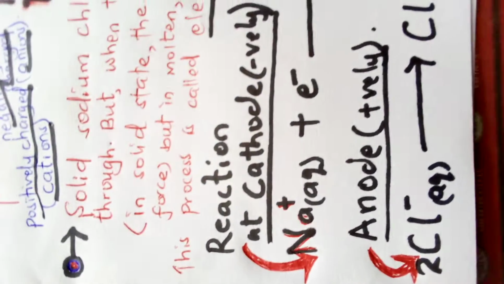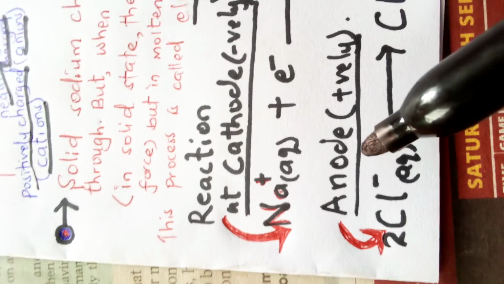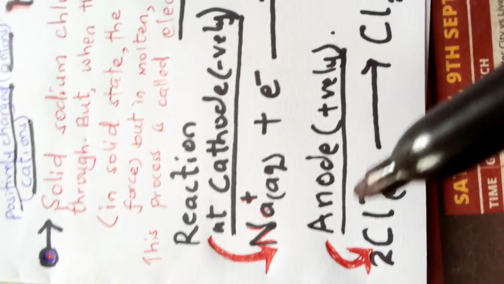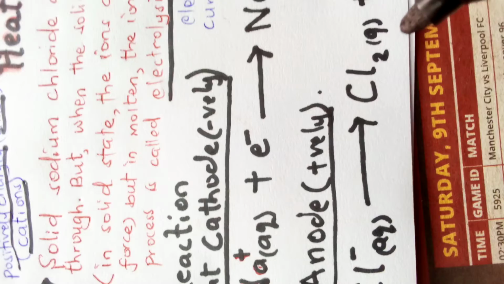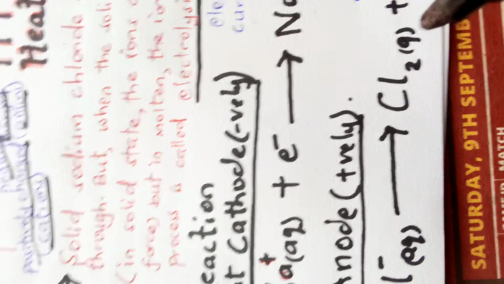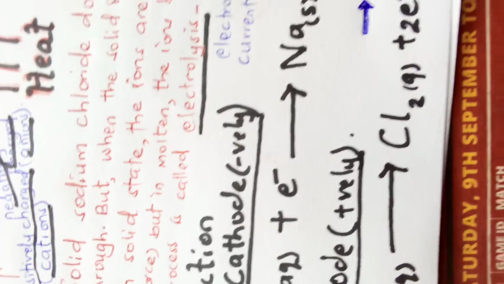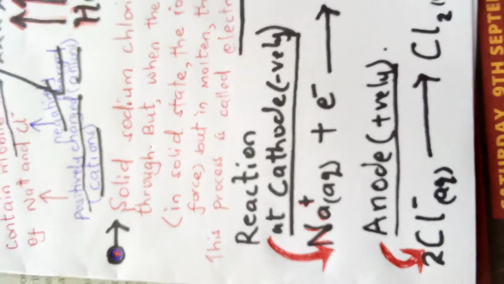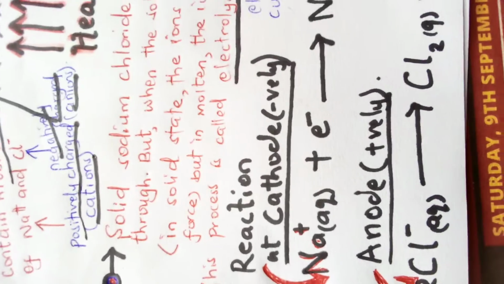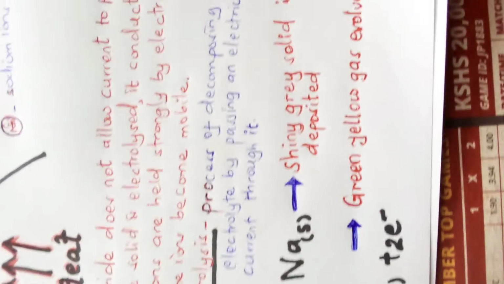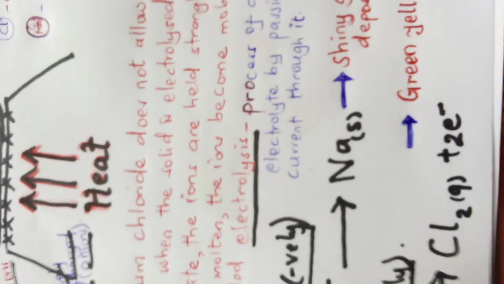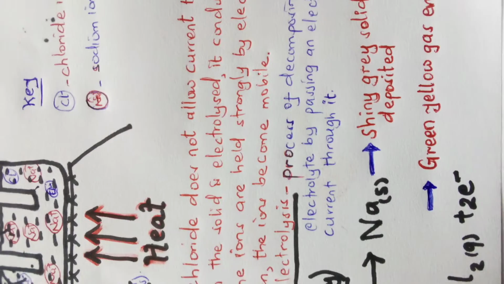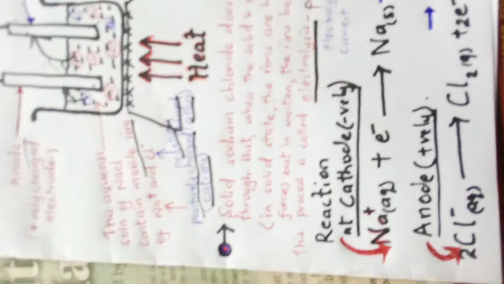Then what happens at the anode? At the anode, the chloride ions get attracted to the positive electrode. They will lose electrons to form chlorine molecules. So you will form chlorine molecules. What is the color of chlorine? Chlorine is a green yellow gas. You may be asked, what is the observation at the anode? For the observation, you say that a green yellow gas evolved at the anode.